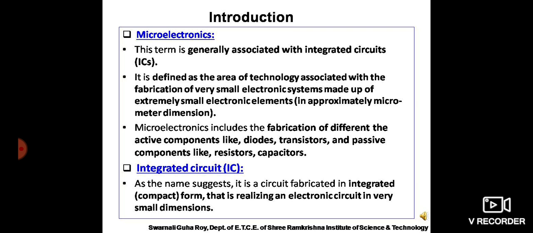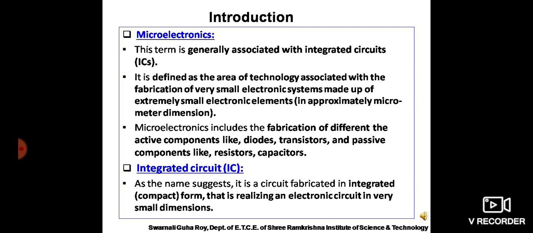A system, an electronic circuit, actually consists of a number of components or elements. Those elements in microelectronics are of very small dimension. How small is it? It is approximately in micrometer dimension. Nowadays, as I hope you have heard about nanotechnology, the dimension is reduced much further. Now, this term microelectronics is generally associated with integrated circuits.